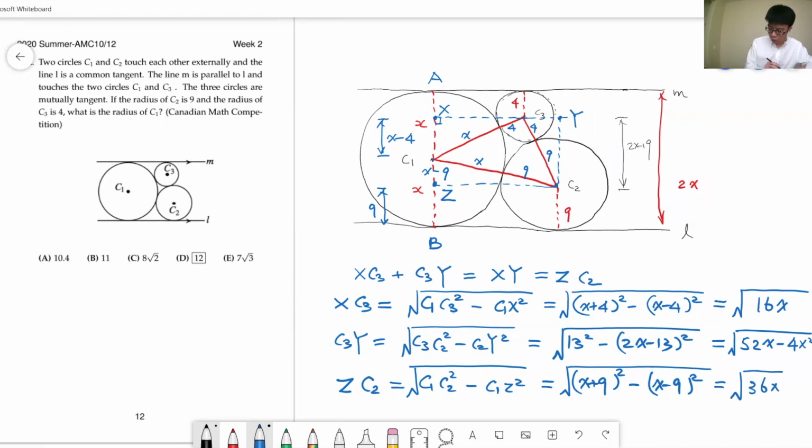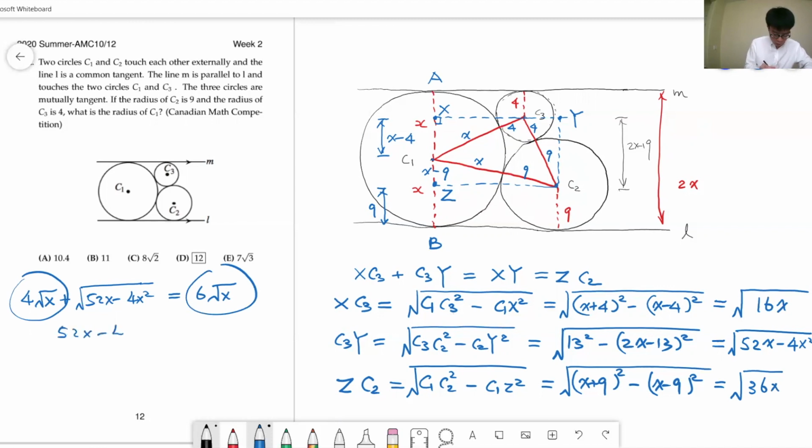Now we can set up the equation. So the square root of 16x is just like 4 square root x, plus the square root of 52x minus 4x squared. This equals 6 square root of x. From here, we can solve for x. So basically, we can combine these two terms. We have the square root of 52x minus 4x squared equals 2 square root of x.